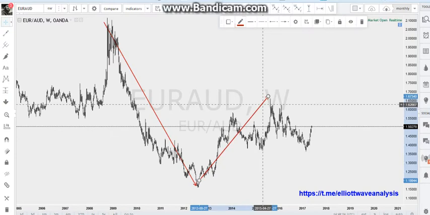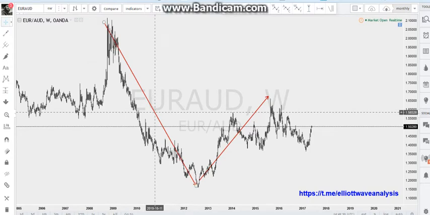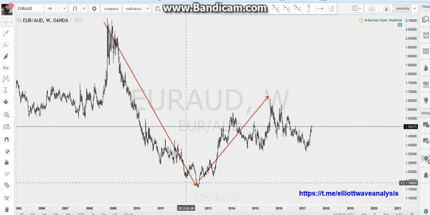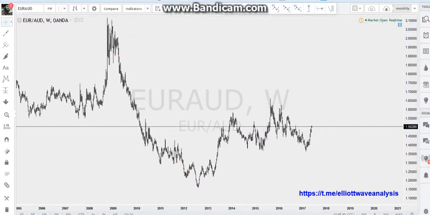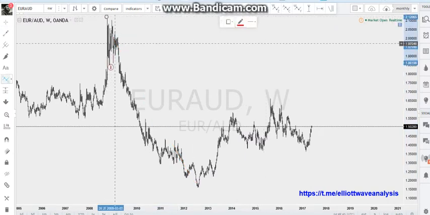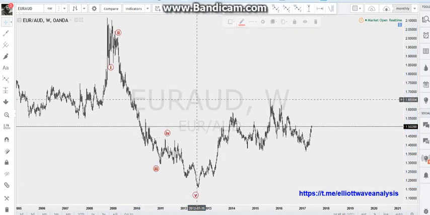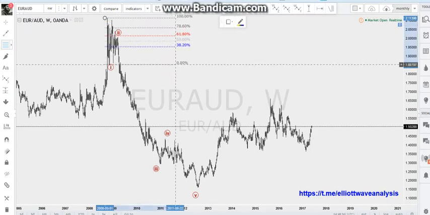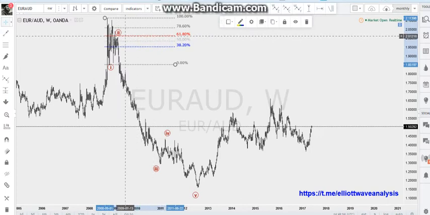So what do you think of the structure of this wave? I think, and it may be, this is the impulse and this is the corrective wave. So I want to label them and then examine and test my labeling. This is 1, 2, 3, 4, 5. I'm trying to test Fibo ratio for end of wave 2, and this is exactly in the 61.